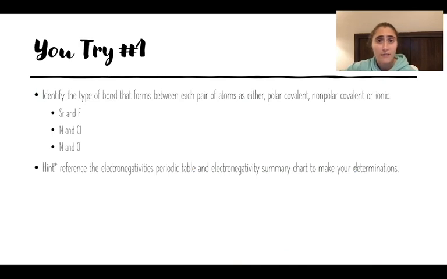Go ahead and pause here and work on these three, and then we'll go over the answers together.